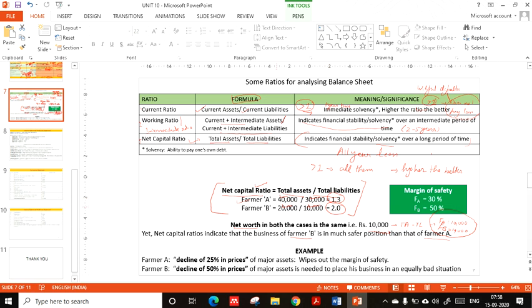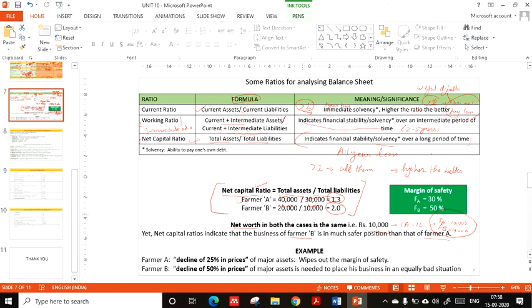But in case of farmer B, the margin of safety, see in the green box, is 50%. Alright, so the prices need to go down at least 50%. Prices of his assets need to go down at least 50%. That is, his assets will become from 20,000 to 10,000 to wipe out the margin of safety.